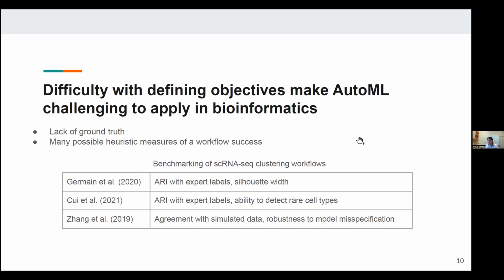And here we're getting towards perhaps the biggest challenge of applying AutoML and AutoML related approaches to bioinformatics, specifically for hyperparameter optimization of bioinformatic workflows. And it's the difficulty with defining objectives. It's very hard to define a single true objective, but even defining many is a little hard. So first of all, you have a lack of ground truth that we've covered, right? And then you have many, many possible measures that you could use to quantify the success of your workflow.